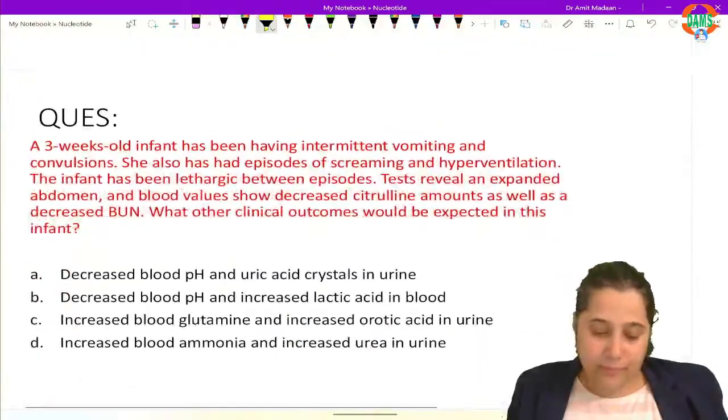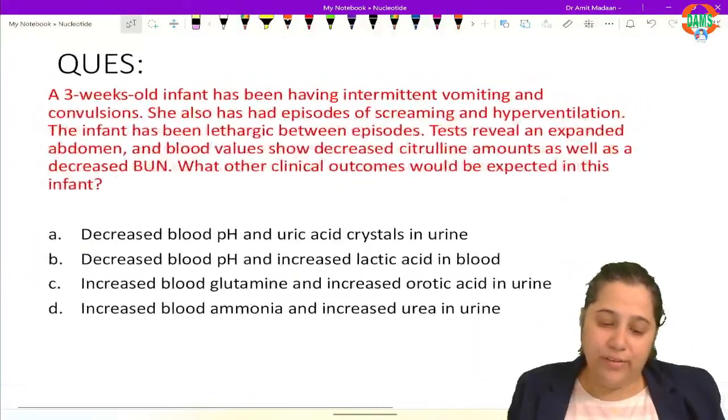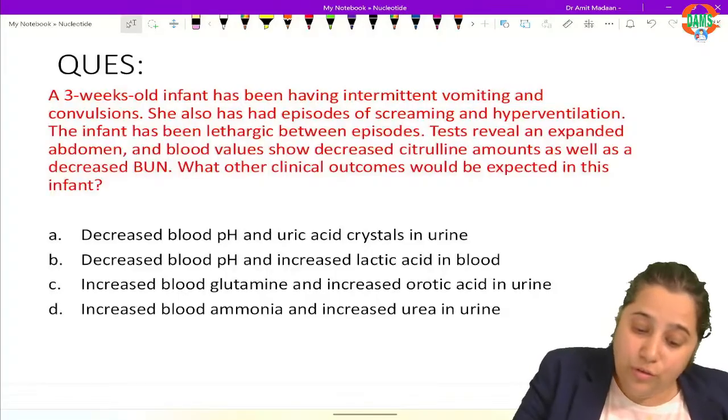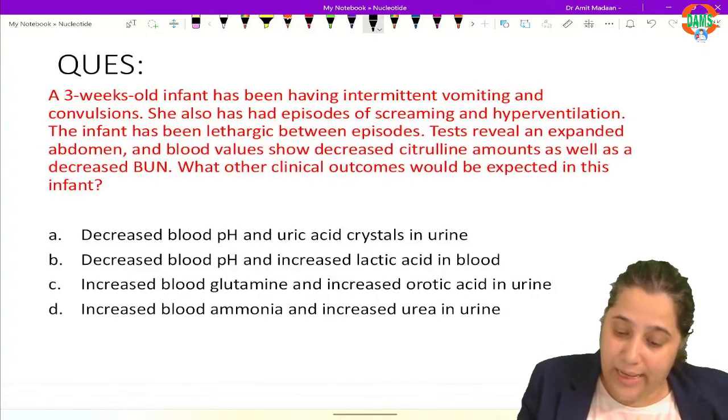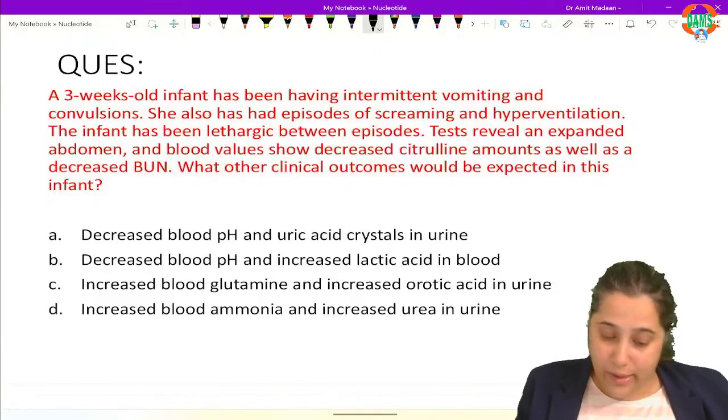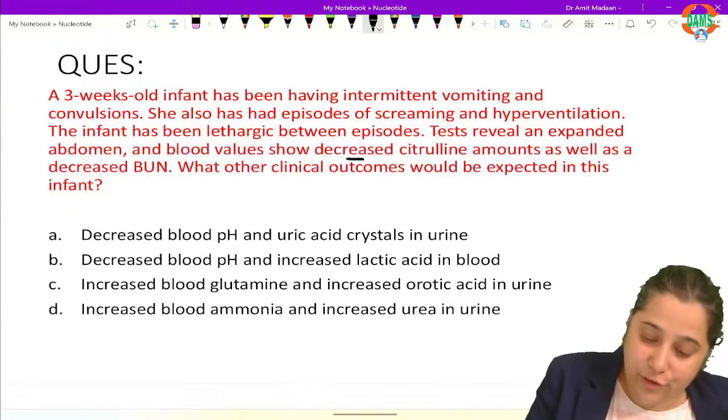A 3-week-old infant has been having intermittent vomiting and convulsions. She also had episodes of screaming and hyperventilation. The infant has been lethargic between episodes. Tests reveal an expanded abdomen and blood values showed decreased citrulline.